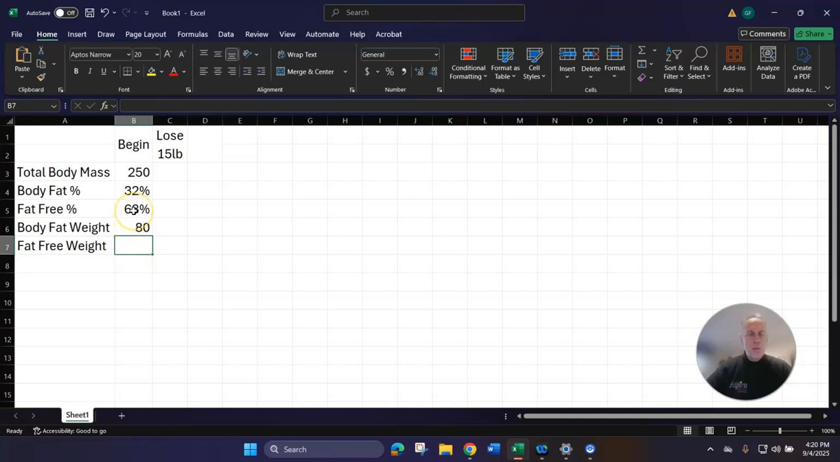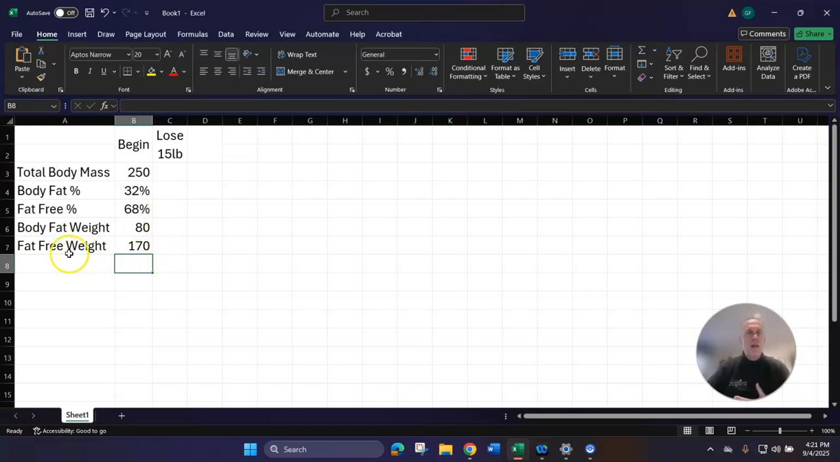And this last number is pretty straightforward. You can either multiply 0.68 times your 250 or just subtract 80 from 250. I'm going to go ahead and just do the percentage format. I'm going to go this times this guy right here to give us this. So now here's the situation. We know this client is carrying around roughly 80 pounds of fat weight.